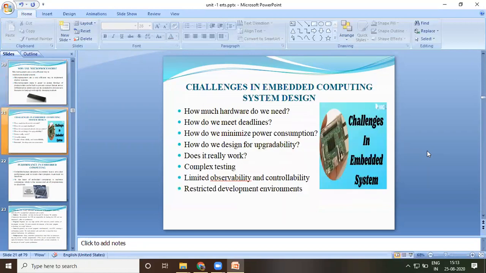The next topic is the challenges in embedded computing system design. Challenges include how much hardware we need, deadlines, power consumption, upgradability, reliability, complex testing, observability and controllability, and a restricted development environment. So for these reasons, the challenges are optimized in embedded computing for complex system designs, and we have to check the functionality, hardware, power consumption, and the deadlines.